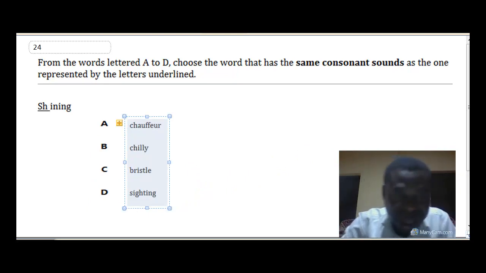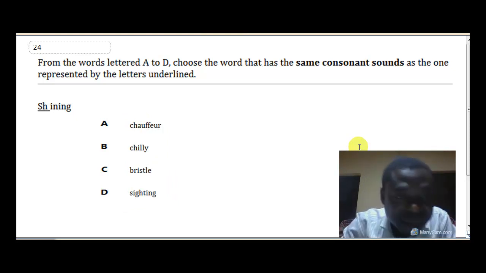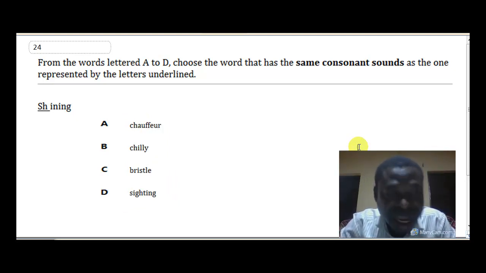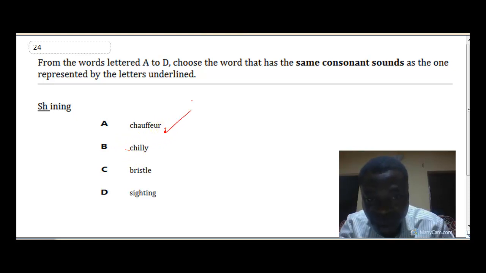Shining. The sound sh is underlined. Okay, which of the options has sh in it? Option A, chauffeur. B, chilly. C, bristle. And D, sighting. So from how I've pronounced the options, which of them has sh now? Clearly it is option A, chauffeur. Chauffeur has sh, which is also contained in shining.